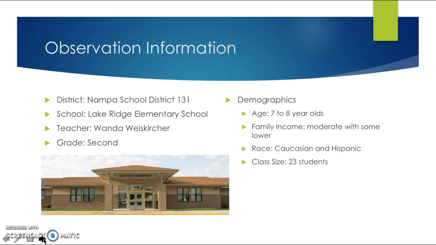So, this is where I observed the school right here. It's in the Nampa School District. The school was Lake Ridge Elementary. The teacher I observed was Wanda Weiskircher, and it was second grade. The demographics of the class were ages 7 to 8. Family income was moderate with some lower income. Mostly the race was Caucasian and Hispanic. There were a few Hispanics, mostly Caucasian though, and the class size was 23 students.